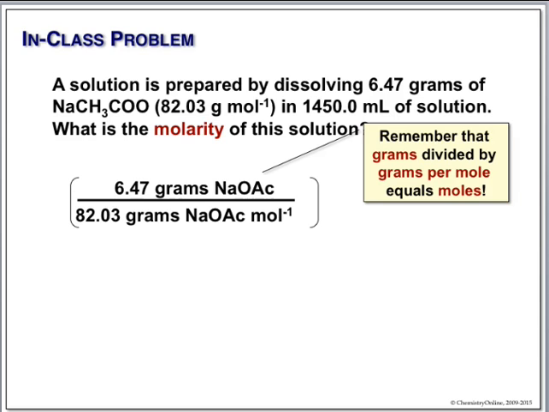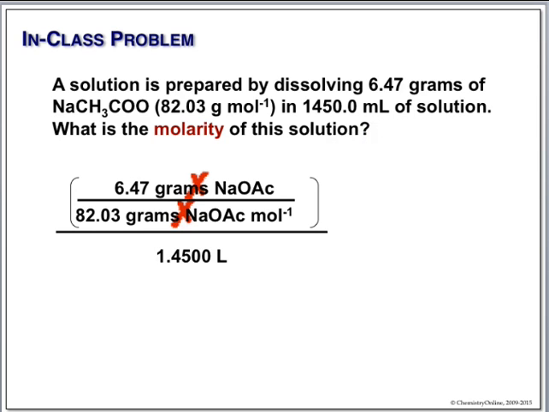If this is the number of moles, we simply have to convert this to liters. And that's 1.45 liters. Our grams are going to cancel. Per mole are going to come up top. Do our simple calculation: 0.05 moles per liter, or 0.0544 molar. Any questions?